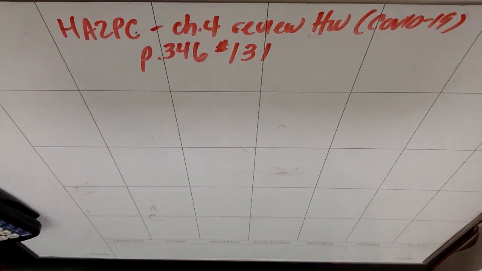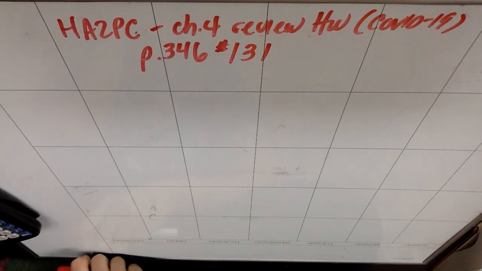Right, we're doing some homework review questions for Honors Algebra 2 Pre-Calc. This is the Chapter 4 review homework during our COVID-19 closure. I am on page 346, number 131. Okay, so it's a word problem.